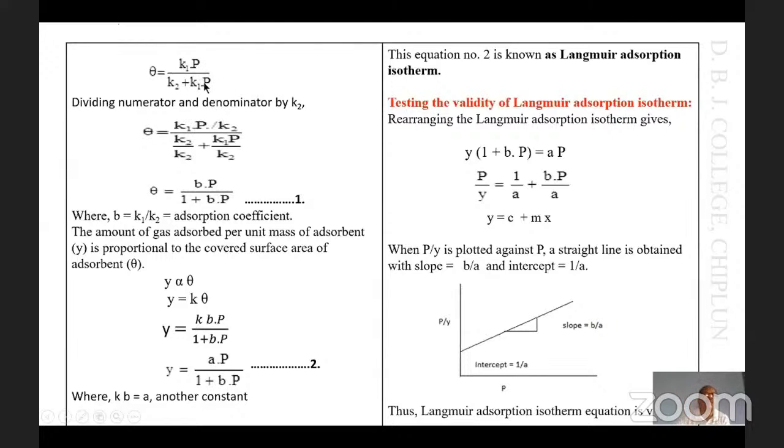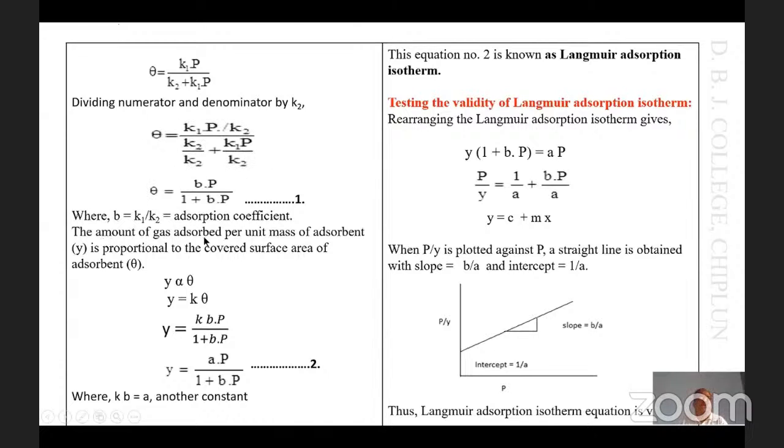Now dividing numerator and denominator by K2, we will get this equation in this form. So therefore, theta is equal to B into P divided by 1 plus B into P, where B is equal to K1 upon K2, which is nothing but the adsorption coefficient. And we can cancel K2 and K2.